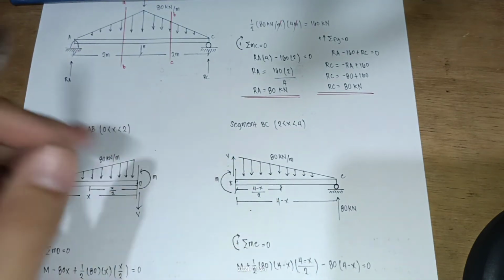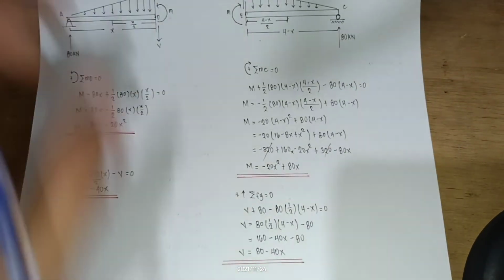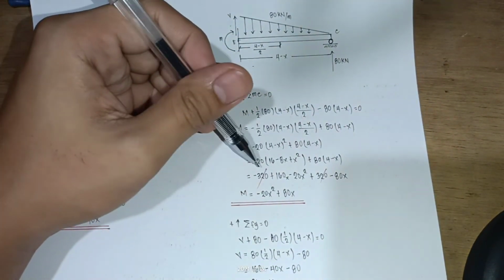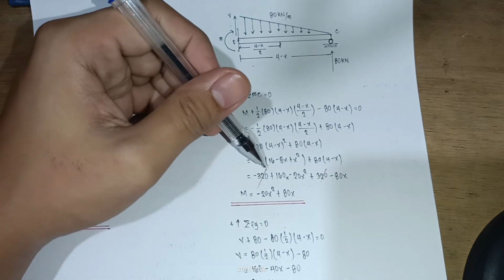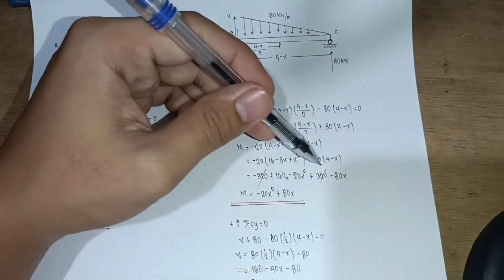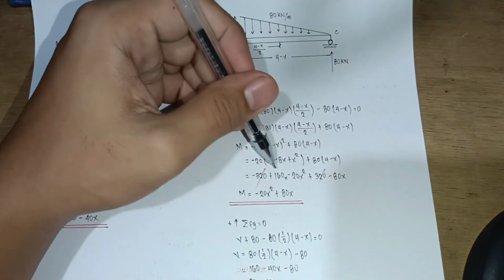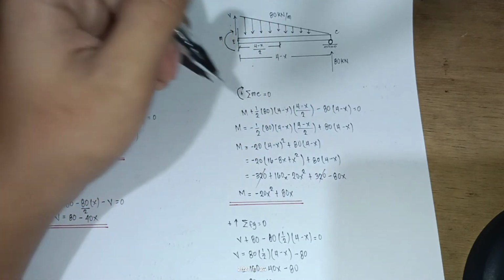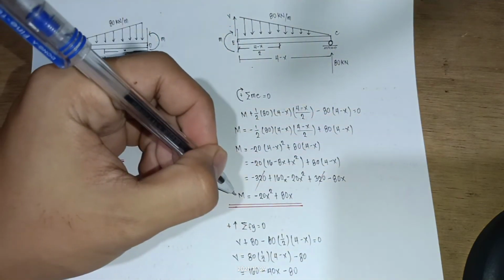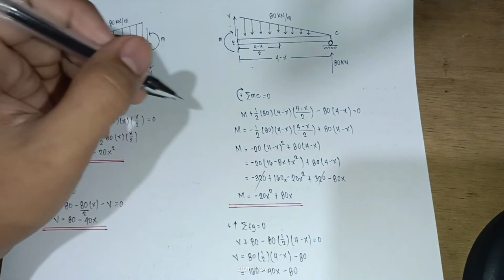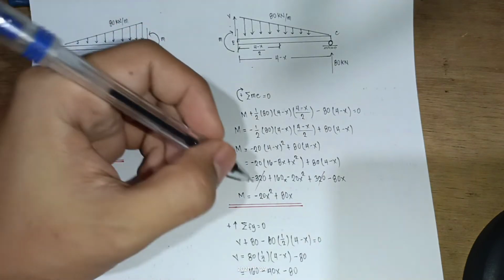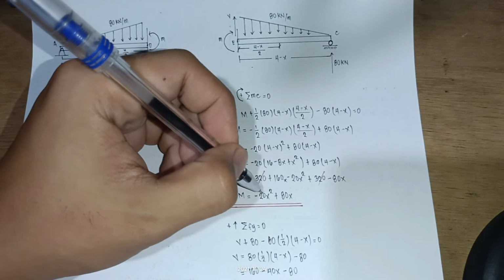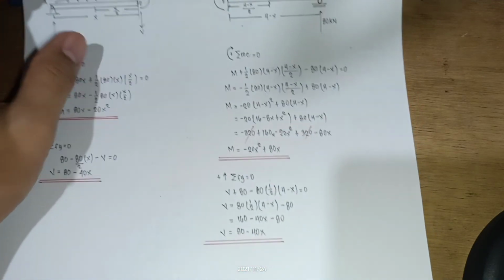We have negative 320 here, so that it will be cancelled out. So 160x minus 20x squared minus 80x. Then your M, the bending moment, is equal to negative 20x squared plus 80x.